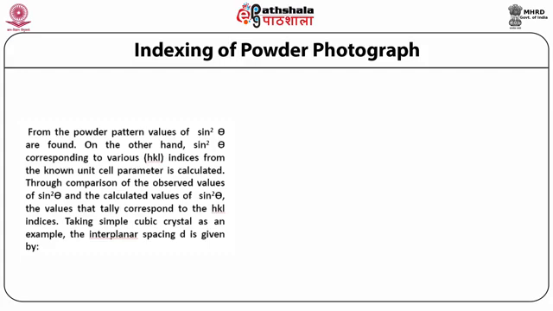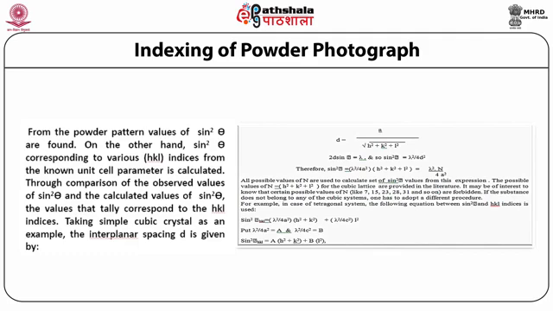Taking a simple cubic crystal as an example, the interplanar spacing d is given by d equal to a upon the square root of h squared plus k squared plus l squared. 2d sine theta equal to lambda, and so sine squared theta is equal to lambda squared upon 4d squared. Therefore, sine squared theta is equal to lambda squared upon 4a squared into h squared plus k squared plus l squared, equal to lambda squared into capital N upon 4a squared.